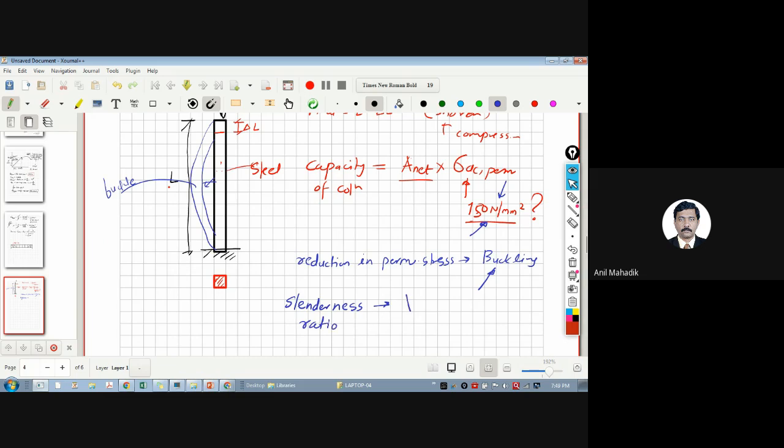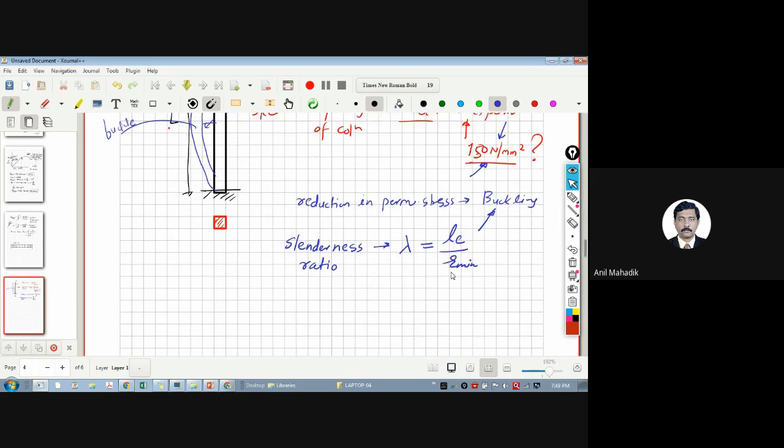Slenderness ratio we generally denote by lambda, which is nothing but L effective upon r minimum. So what is r minimum? पता है कि r minimum क्या रहता है? It is a property of the cross section. What is that? Minimum size of section. So it is square root of I upon A. This is a formula we learned in mechanics. We call this r the radius of gyration. The formula is square root of I upon A, where I is the moment of inertia and A is the cross-sectional area.